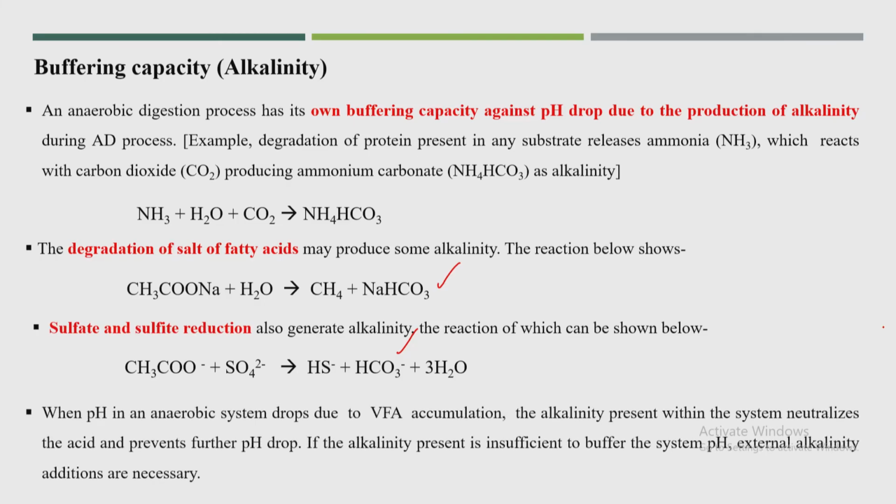When pH in the anaerobic system drops due to VFA accumulation, the alkalinity present within the system neutralizes the acid and prevents further pH drop. If the alkalinity present is insufficient to buffer the system pH, external alkalinity addition is necessary.